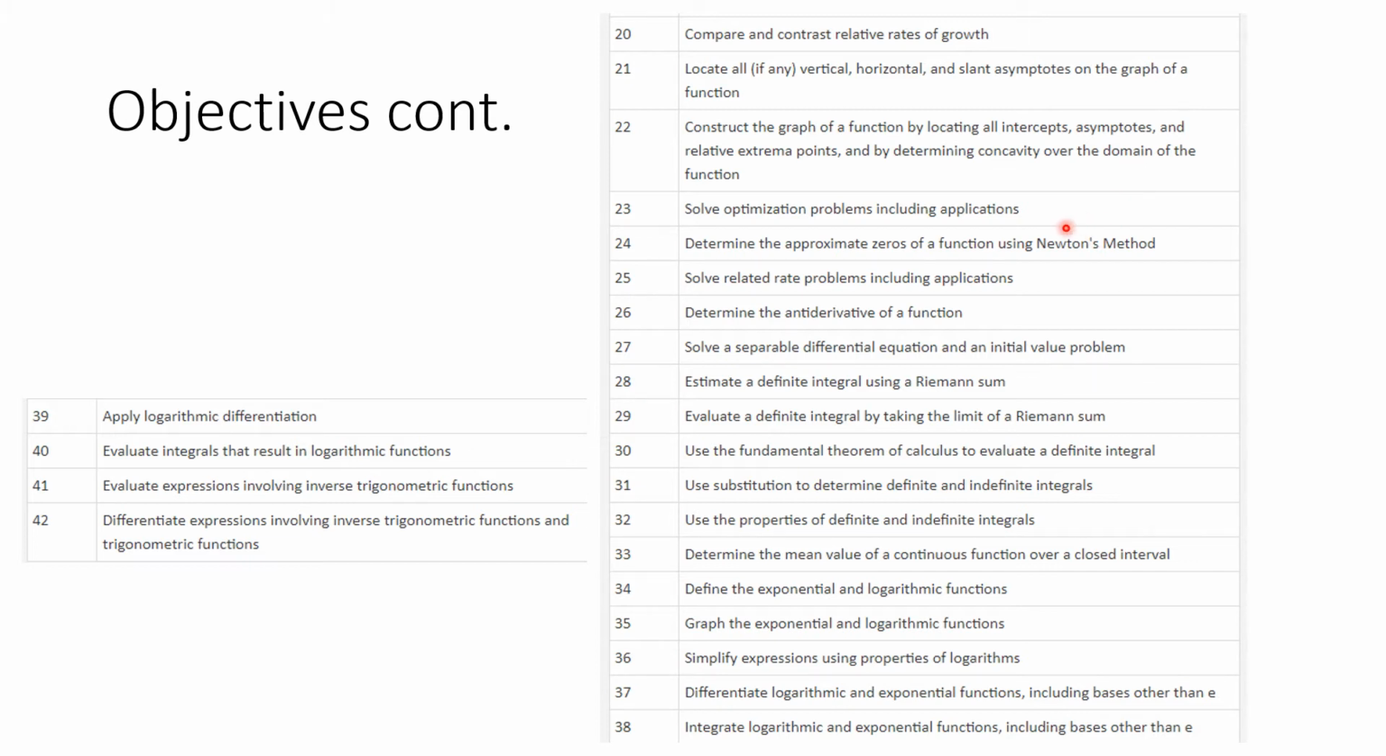We'll solve optimization problems, including applications of those. We'll determine the approximate zeros of a function using Newton's method, solve problems known as related rates problems, including applications. We'll talk about antiderivatives of a function. We will solve a separable differential equation and an initial value problem.